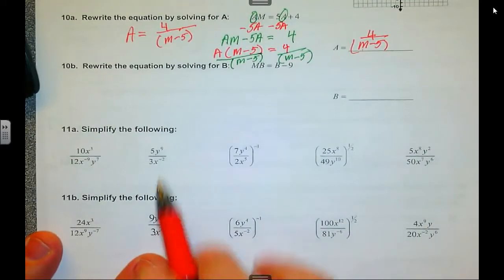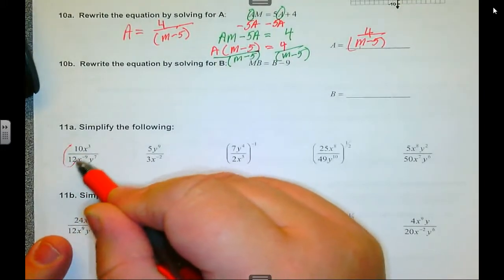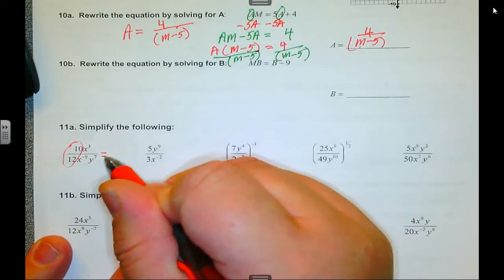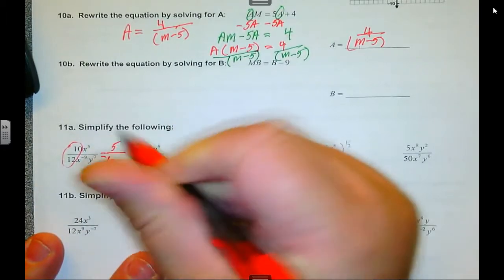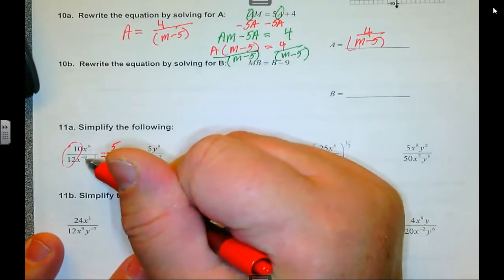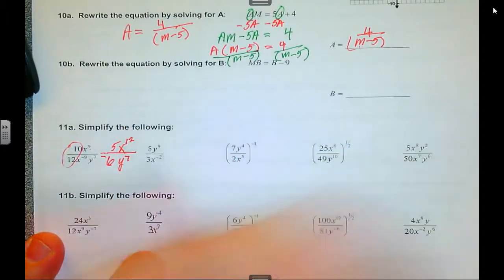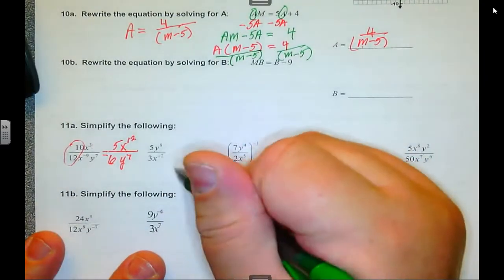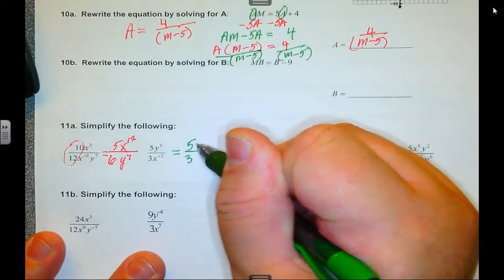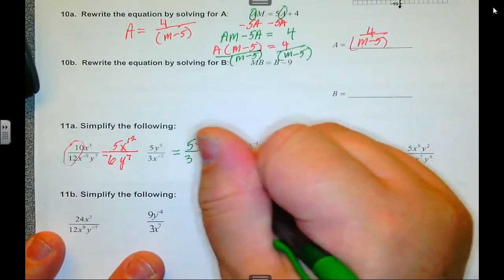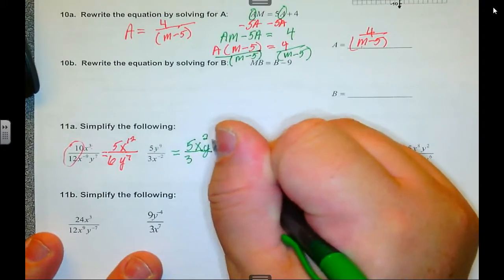Okay, 11. We have some exponents. You guys are pretty good with this now. Reduce your numbers. Let's see, 2 goes into 10, 5, 2 goes into 12, 6. X to the 3 minus -9 is x to the 12. Y to the 7. Nothing I can do with 5/3. This x is going to go in the numerator because we have a negative exponent. So I have x squared, y to the 9th.